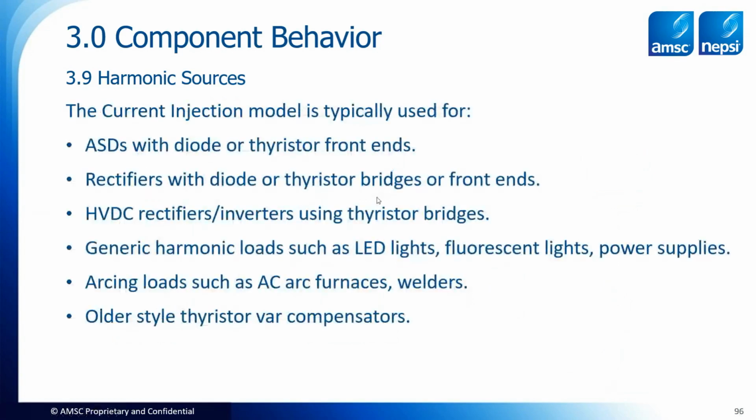So what do we categorize as a current injection? That would be adjustable speed drives with diode or thyristor front ends, rectifiers, again with diode or thyristor front ends, high voltage DC lines with rectifiers and inverters using thyristor bridges, generic harmonic loads such as LED lights, fluorescent lights, power supplies, arcing loads such as AC arc furnaces, welders, and older style thyristor var compensators.